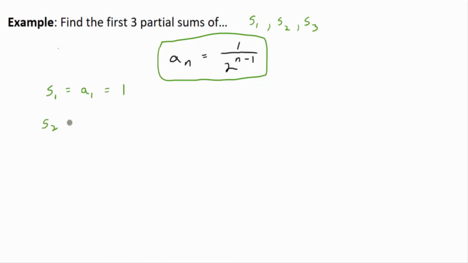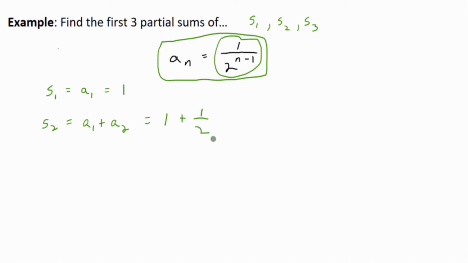Okay, S2 in general, what's S2? A1 plus A2. Oh, okay, so we can take the A1 that we already calculated, right? So that's A1, and then what's A2 going to be? 1 over... So just use this formula to find A2. What do you get? 1/2.